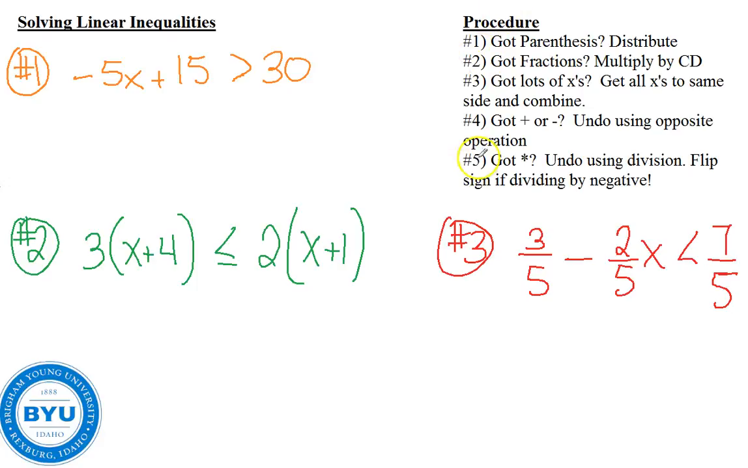I'm going to use these 5 procedures to solve each of these problems. I just need to remember that in step number 5, if I divide by a negative, I've got to flip the sign. So let's go. There's no parenthesis, no fractions. We don't got lots of x's. We do have addition, so that's where I'm going to start.